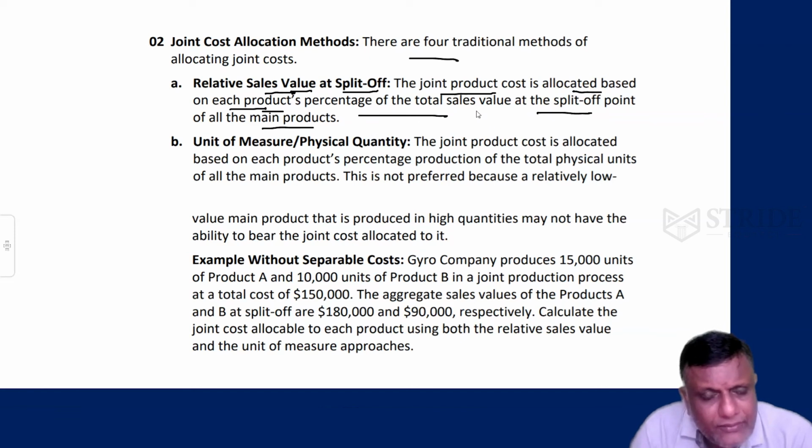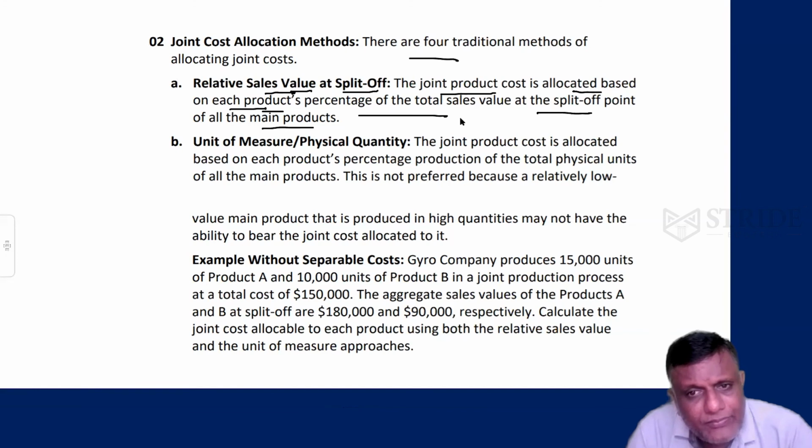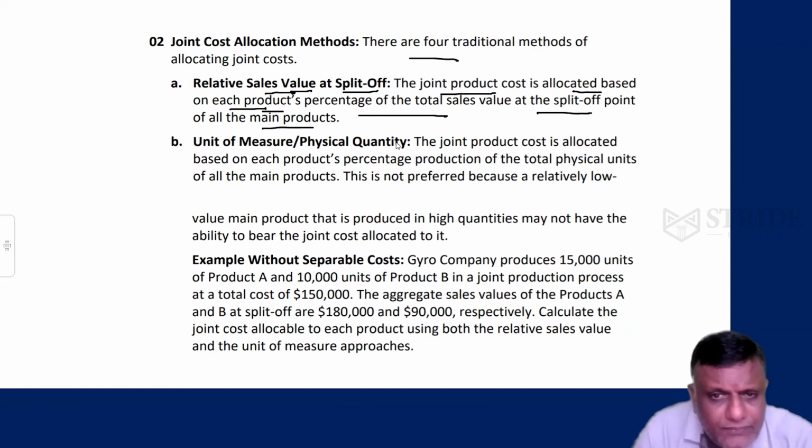Suppose at the split off, there are 4 products coming out of the main product. What is the percentage of sales for A product, B product, C product, D product? What percentage of sales is happening? So based on the percentage of sales value, the joint product cost can be allocated.